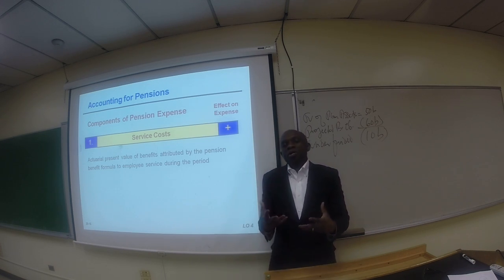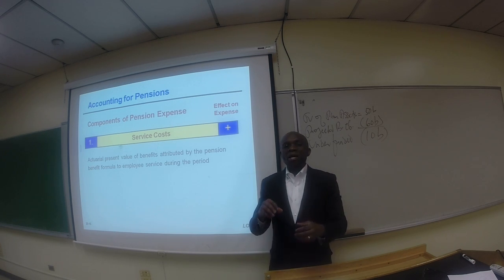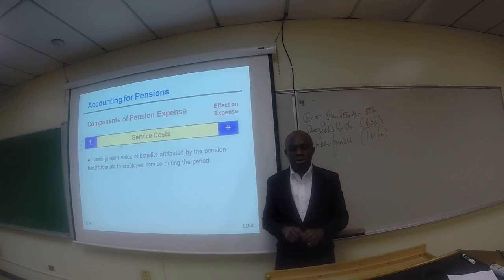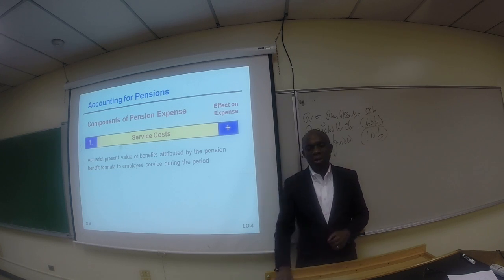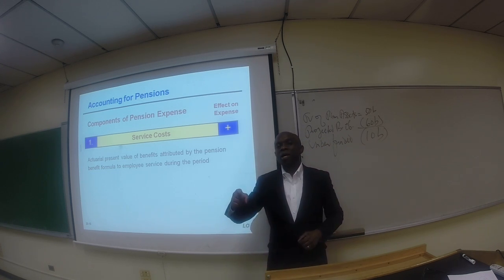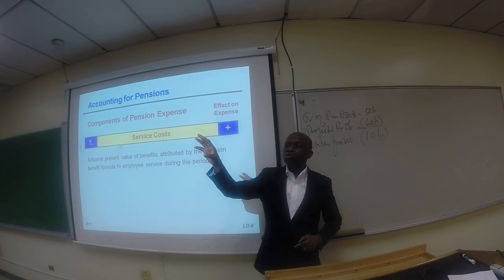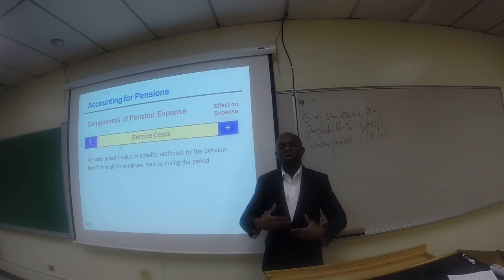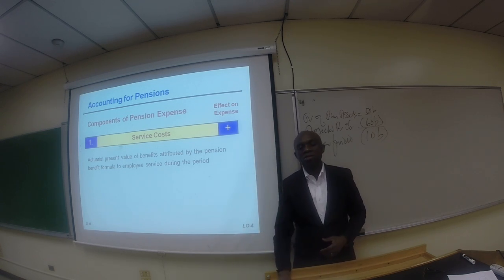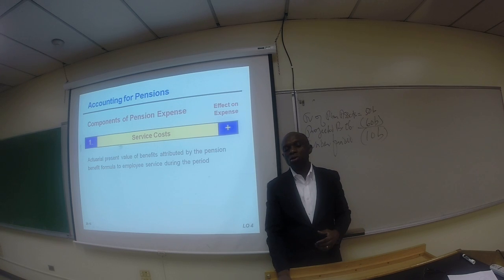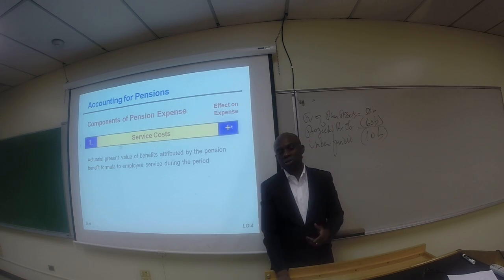What does that mean? The actuary will calculate the present value of the benefits that are due to the current service that the employees contributed in the current period. So we call that service cost. In other words, here we are computing the present value of the benefit that the employees are going to receive in the future based on their current service. Again, that is service cost, and obviously it's a plus on the pension expense. In other words, the effect on expense is positive.